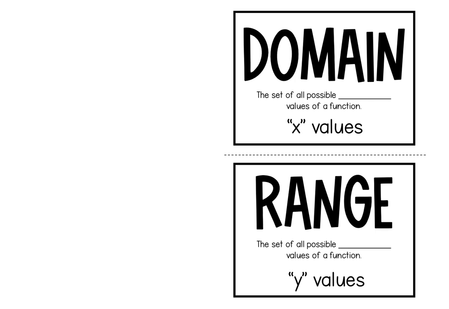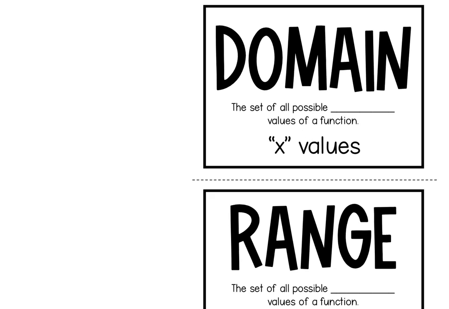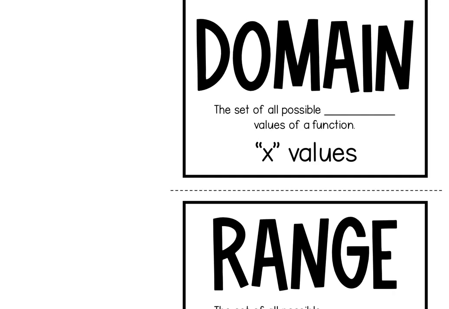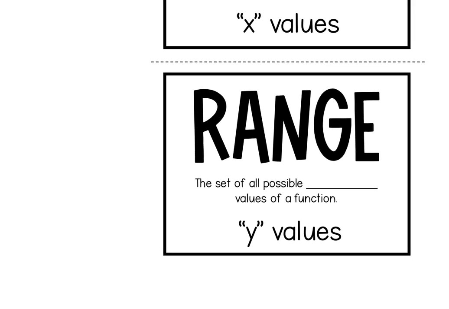In 2.3, we're going to be looking at domain and range. So on the front of your foldable, you're going to go ahead and fill in right there that when we're talking about domain, we are talking about the set of all possible input values of a function. So then let's go ahead and look at range. Range is going to be a set of all of the possible output values.